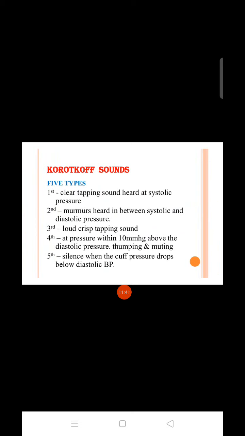Korotkoff sounds: in this, while measuring BP, the sound changes in 5 phases. The first is a clear tapping sound heard at the systolic pressure. Second, a murmur heard between systolic and diastolic pressure. Third, a loud crisp tapping sound. Fourth, at a pressure within 10 mmHg above the diastolic pressure, a thumping and muting sound. Fifth, silence when the cuff pressure drops below the diastolic BP. That we call Korotkoff sounds.